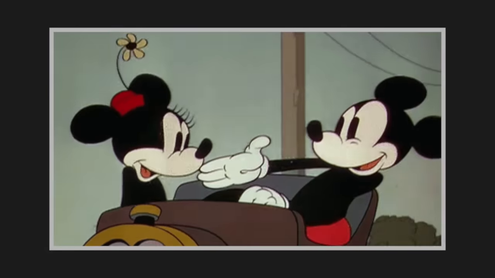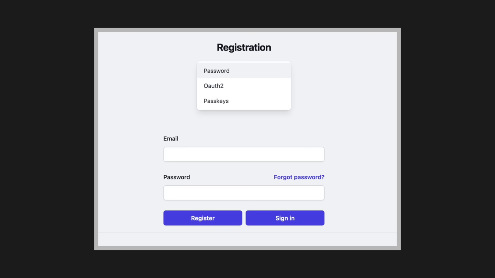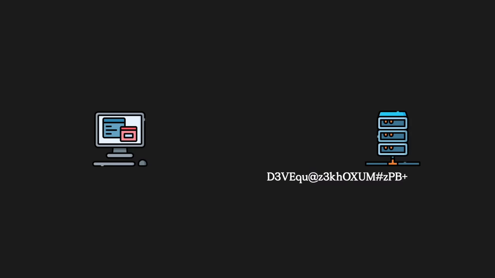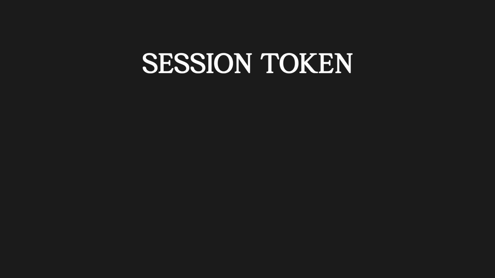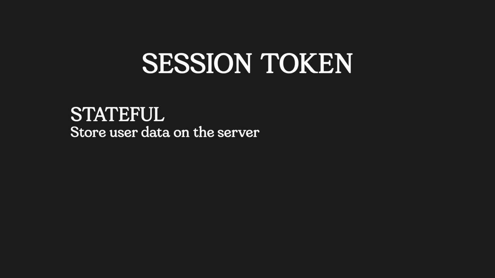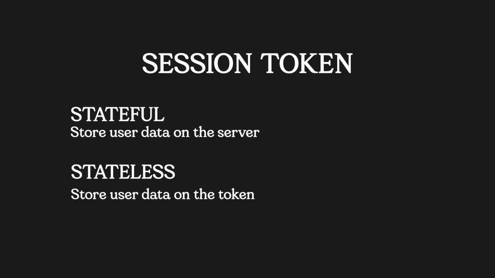After a client and a server establish some sort of trust, usually through a sign-in page, the server creates a token for the client. This token, which is sent on every subsequent request, is called a session token. There are two types of session tokens: stateful, which store the user data on the server, and stateless, which store the user data on the token itself. It's kind of confusing, but this adjective is referring to the server state, not the tokens.